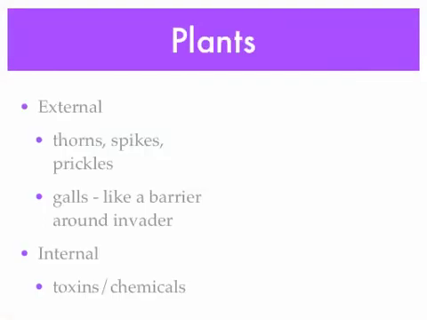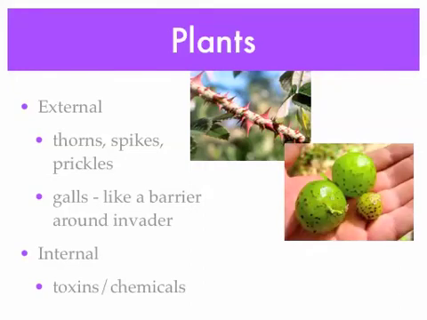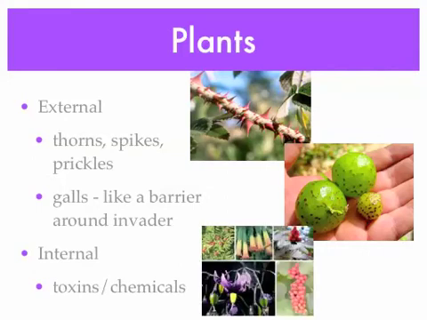Plants. Externally, plants have things like thorns, spikes, prickles. This helps protect them from getting eaten by predators. They also have things like galls. This is something that the plant or the tree creates. It's like a little barrier, creating a barrier around its invaders. Internally, plants create toxins and chemicals that taste bad.